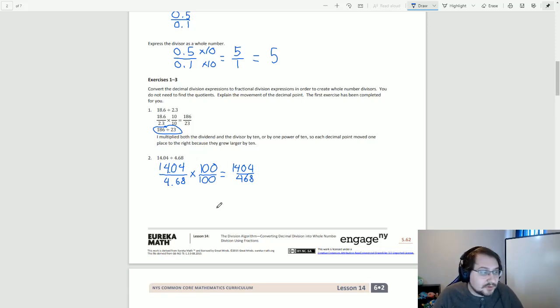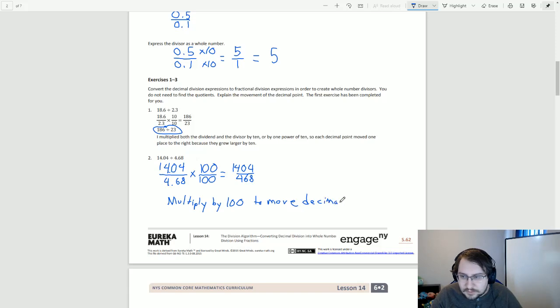So, why did I do this? Why did I multiply them both by 100? I multiplied by 100 to move the decimal two places.